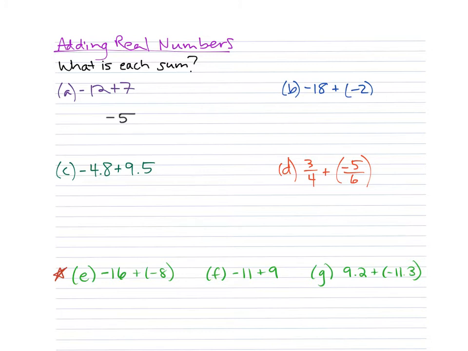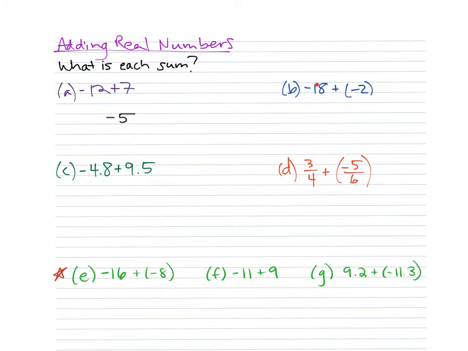What happens with these is, whichever number has the bigger absolute value, that number's sign is going to be the sign of the answer. So since the absolute value of 12 is 12 spots from 0, this is going to be the same sign as the answer.